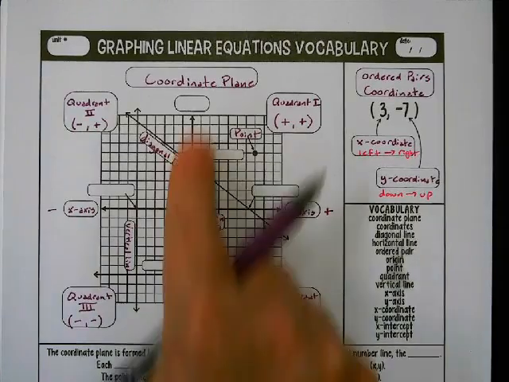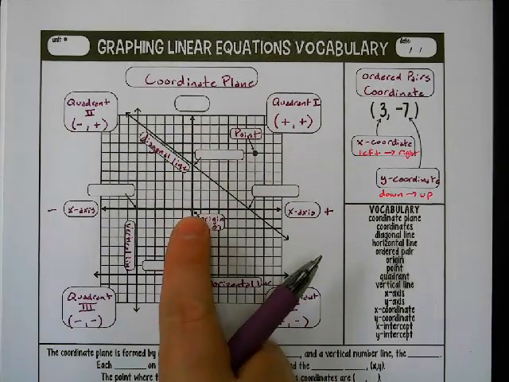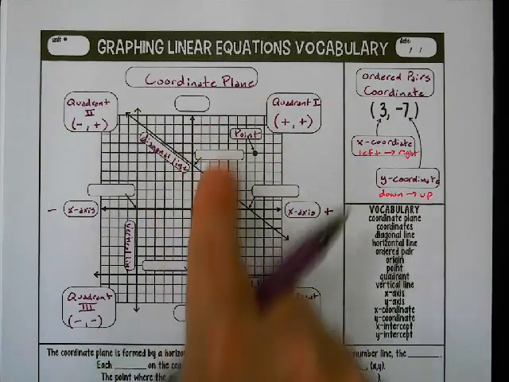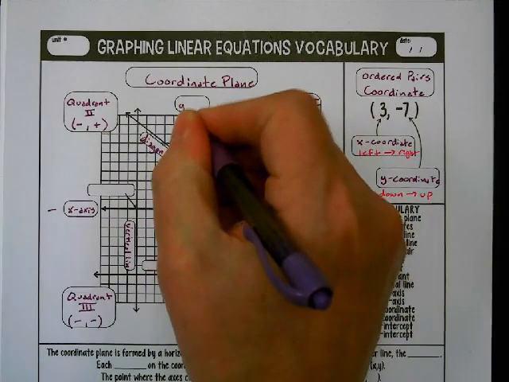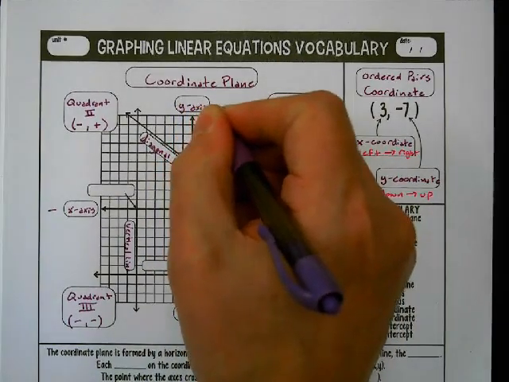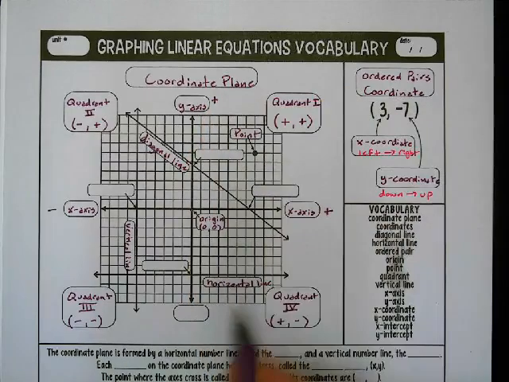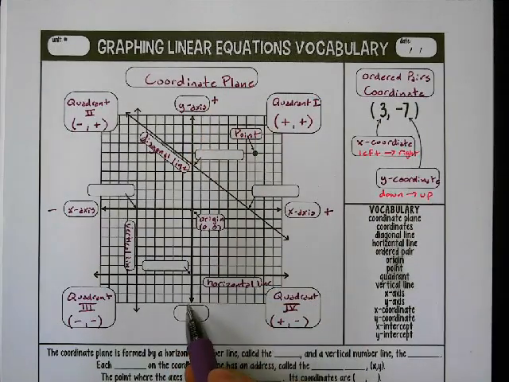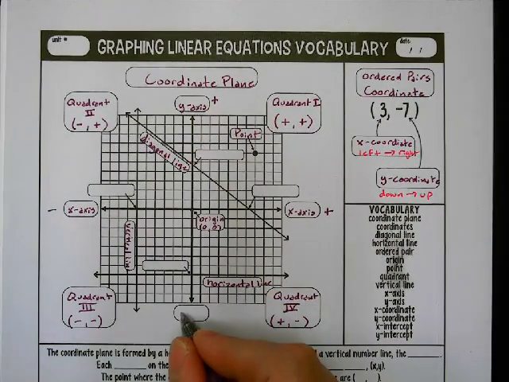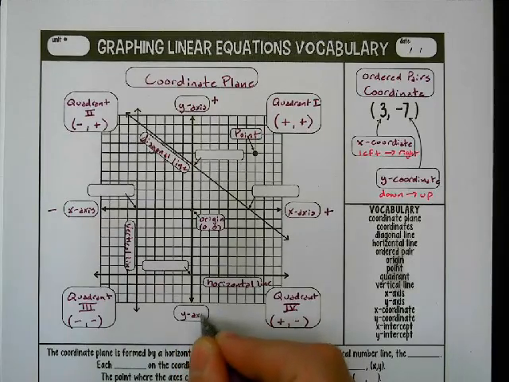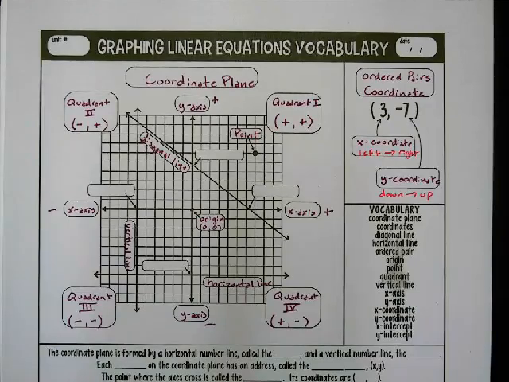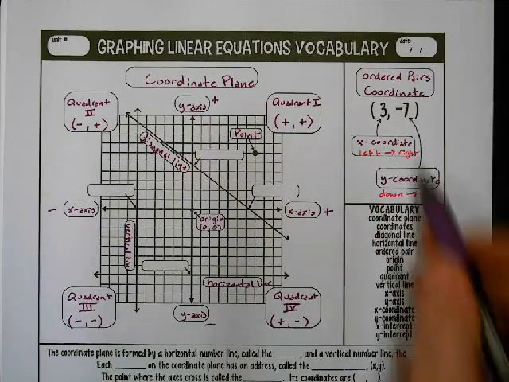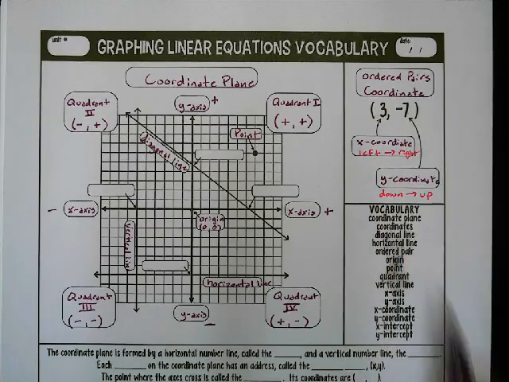Y-axis goes right here through the origin. We've got a positive side of the y-axis up here. And then down here, after the origin down here, we've got our y-axis that's negative. An x-coordinate and a y-coordinate, we did those ones. This is the x-coordinate, this is the y-coordinate.